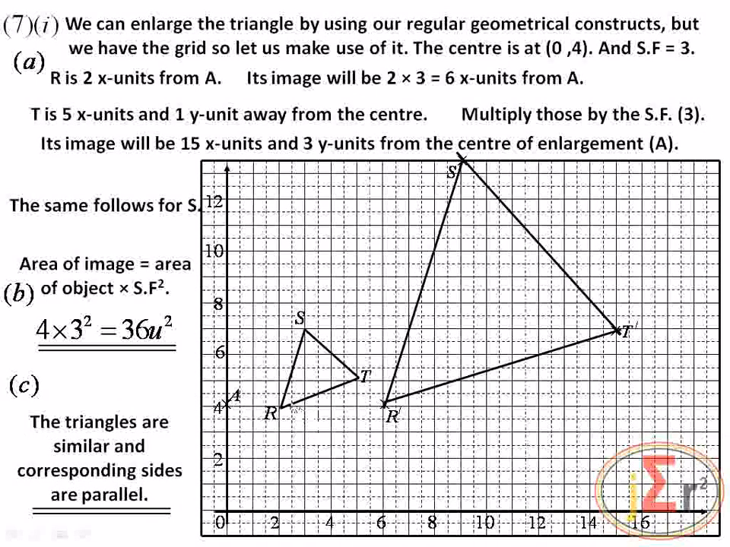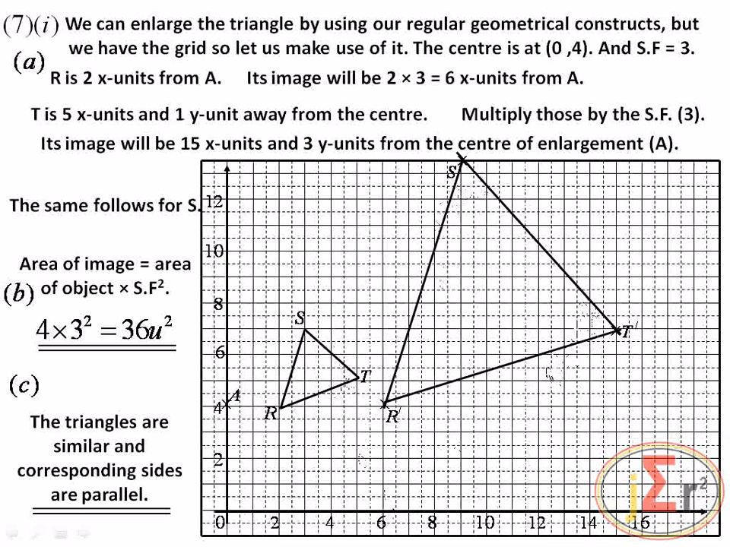There are 2 ways in which this one is related to this one. Triangles are similar and corresponding sides are parallel. Triangles are similar if corresponding angles are equal. So the angle at R is equal to the angle at R prime. The angle at S is equal to the angle at S prime. The angle at T is equal to the angle at T prime.